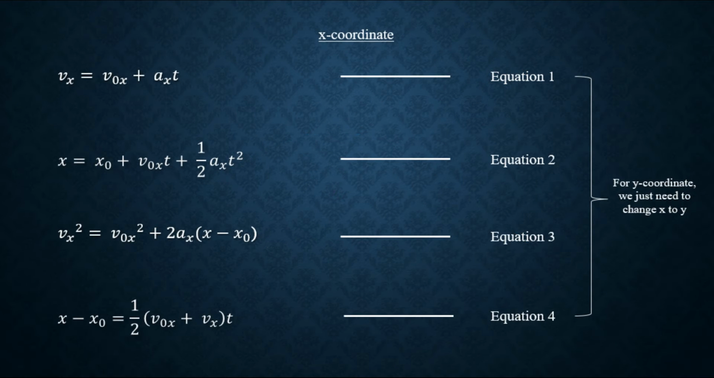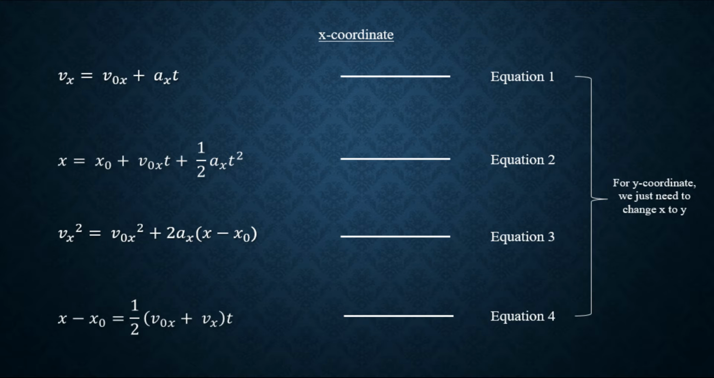Before we proceed, I would like to present the equations of motion with constant acceleration. There are a total of 4 equations. Equation 1: final velocity equals initial velocity plus acceleration multiplied by time. Equation 2: final position equals initial position plus initial velocity multiplied by time, plus 1/2 multiplied by acceleration and time squared.